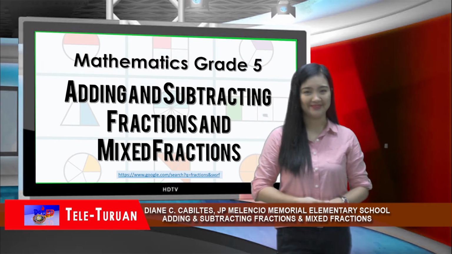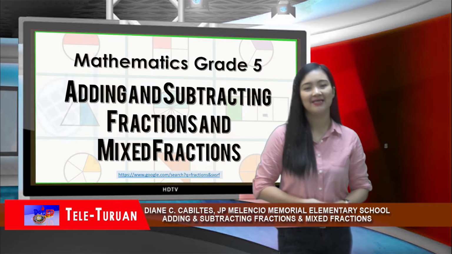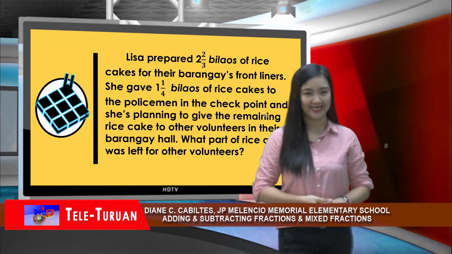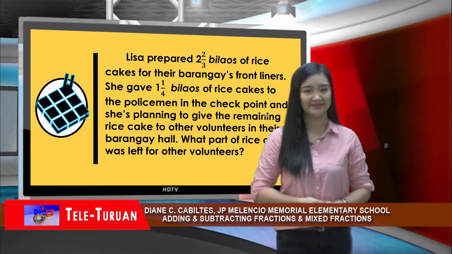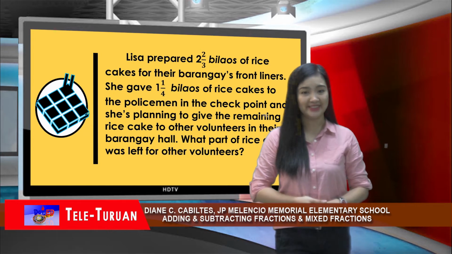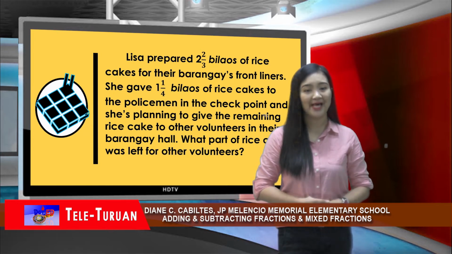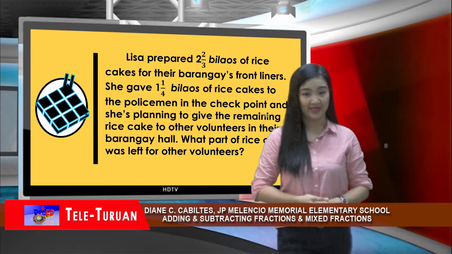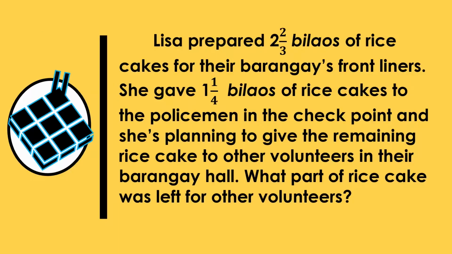Another word problem. Let's solve this. Lisa prepared 2 2/3 bilaos of rice cakes for their barangay's frontliners. She gave 1 1/4 bilaos of rice cakes to the policemen in the checkpoint, and she's planning to give the remaining rice cakes to other volunteers in their barangay hall. What part of rice cakes were left for other volunteers?